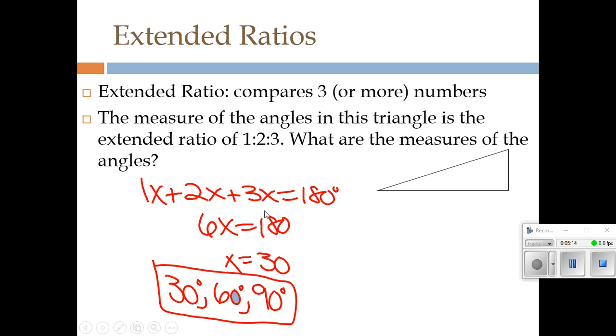Then you need to solve for x, which is 1x plus 2x plus 3x, you're going to do 6x. So these are the angles inside, and that equals 180 because a triangle has 180 degrees inside. Divide each side by 6, x is 30. So plug in 30 here. 30 times 1 is 30. 2 times 30 is 60. 3 times 30 is 90. And when you add these up, that's 180.